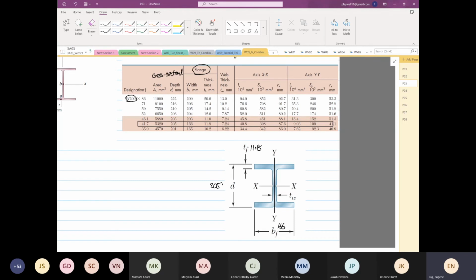Then the tw. Now you understand what W stands for. W stands for the web. Now all this is not just a dimension, you can physically visualize what a web is now, and I hope you do. This is 7.24. Then the good thing is we are given Ix, and we are also given Iyy. We are given these two terms.